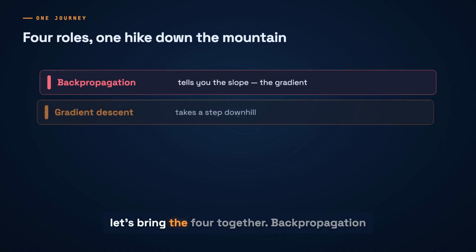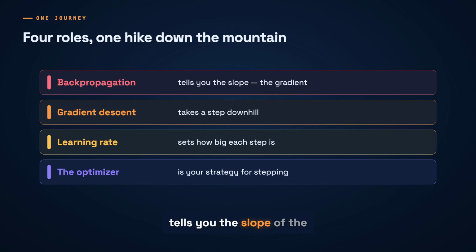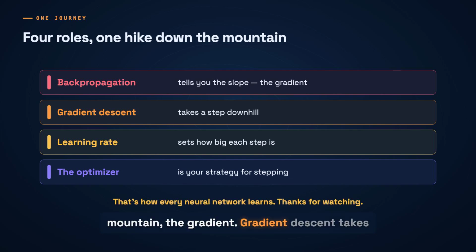So let's bring the four together. Backpropagation tells you the slope of the mountain, the gradient. Gradient descent takes a step downhill. The learning rate decides how big that step is, and the optimizer is your strategy for stepping. Four ideas, one single journey down the loss landscape, repeated until the network finds its valley. That is how every neural network learns.